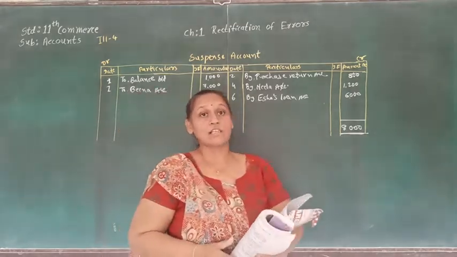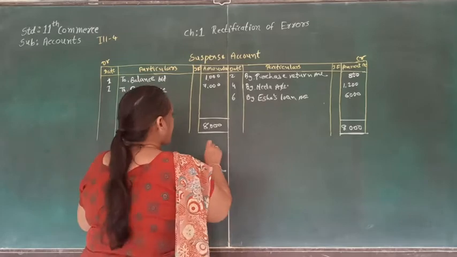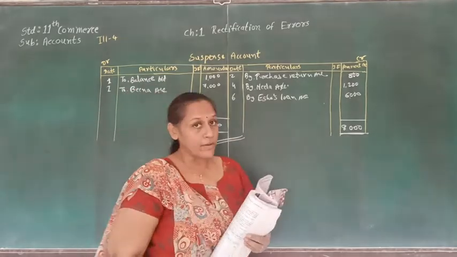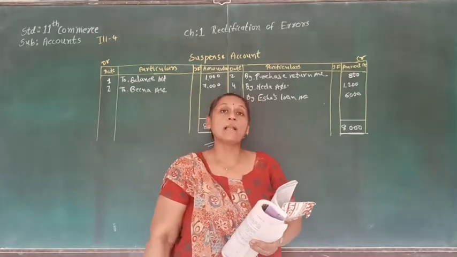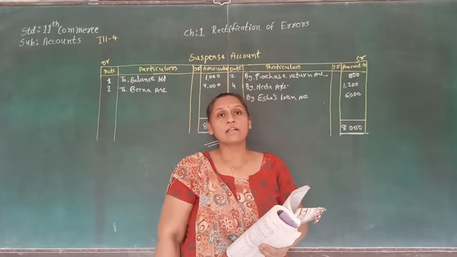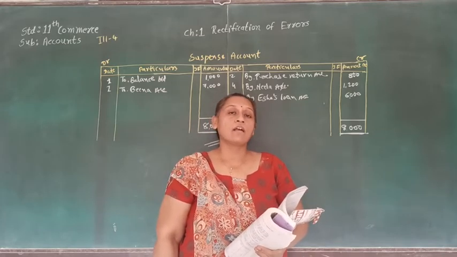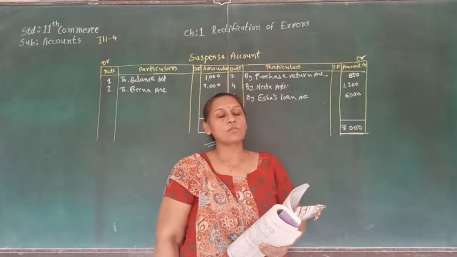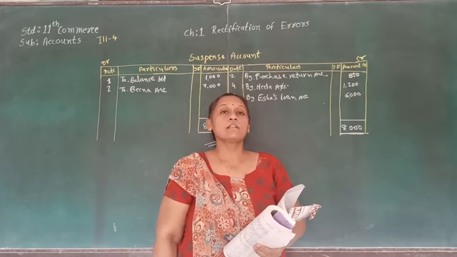So here our suspense account is closed, as there is no debit balance or credit balance in this account. So we can see that by rectifying the errors, the suspense account can be closed. So you may note down this in your notebook.